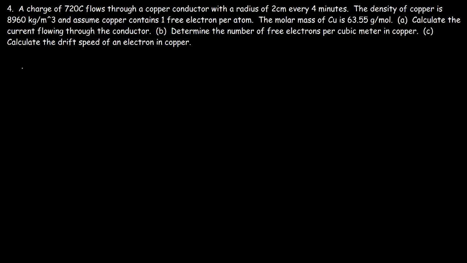Now the current is simply the rate at which the charge flows. So it's the change in the quantity of electric charge divided by the change in time.